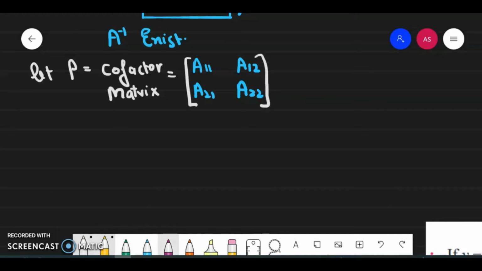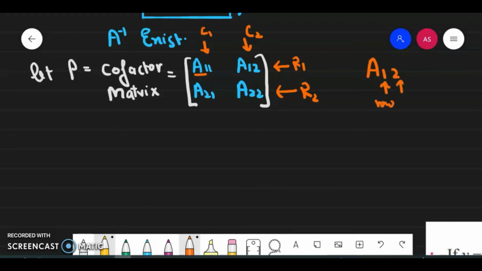Now A11, that means it is in the first row and first column. As you know, this is row 1 and this is row 2, and this is column 1 and this is column 2. A12 means this is the first row and this is the second column. First row, second column. As you know, this is the position. Now we need to find out all the values.